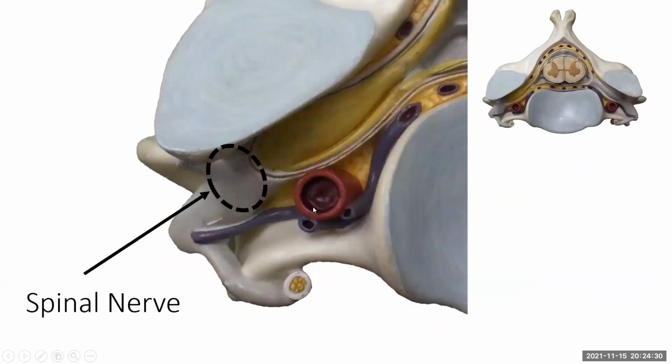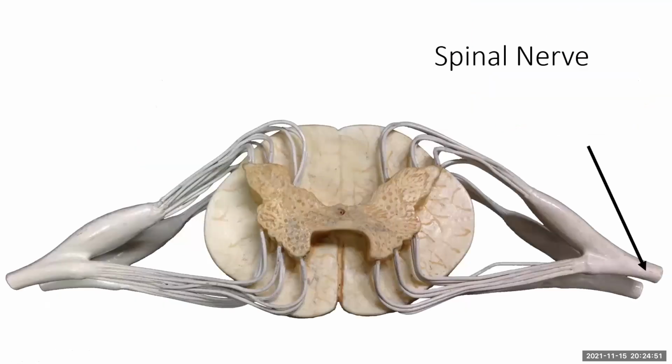Right now you can see, we zoom in here on the spinal nerve. This is our mixed nerve. Also, we're in the intervertebral foramen. Spinal nerve exits out of your vertebral canal through the intervertebral foramen. You can see a little bit better on this model here. Spinal nerve, mixed nerve. Should know that. Should be second nature to you.